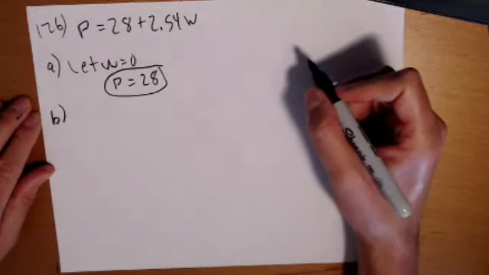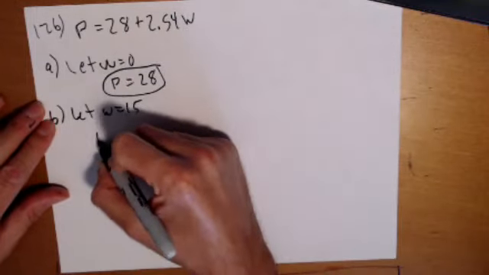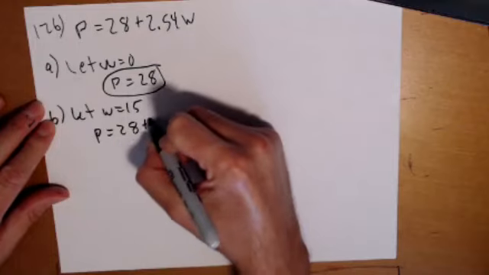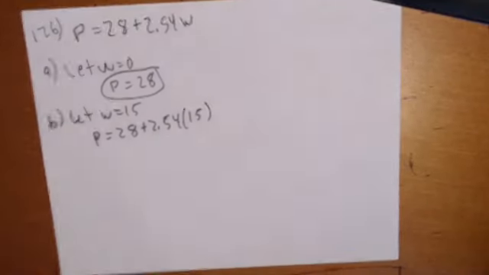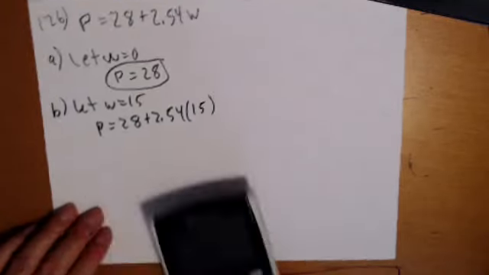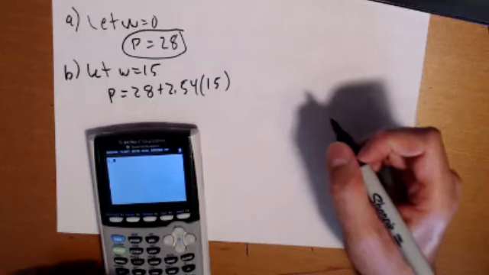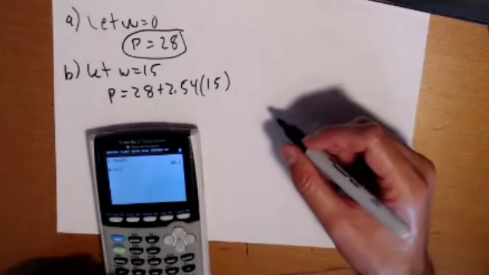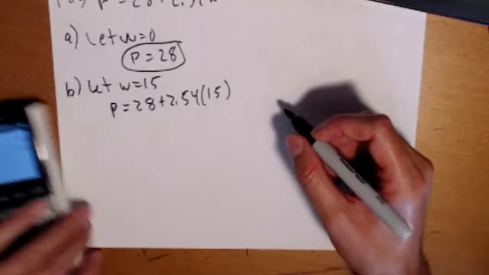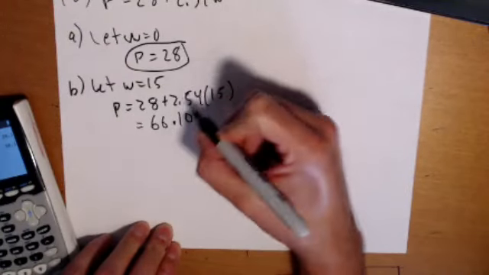B, what if you use 15 units of water? Let W equal 15. So P is equal to 28 plus 2.54 times 15. I just grab my calculator, 2.54 times 15, and then add the 28, and that means I owe $66.10, since it's money.